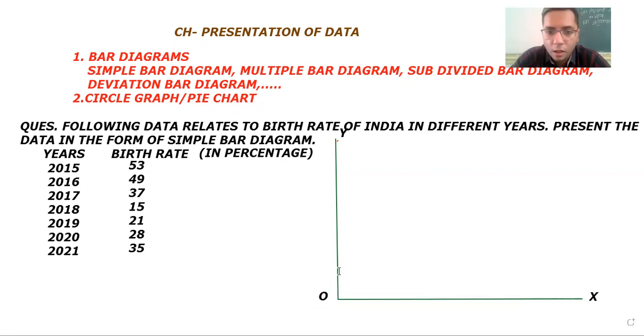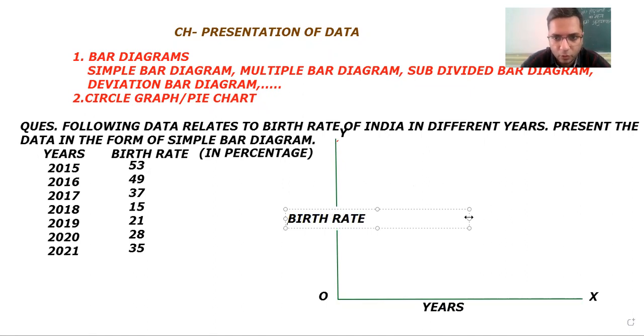Now, we have two aspects to show, years and birth rate. So we will do one thing, we will take years on the x-axis, of course. Years हम लोग ले रहे हैं बेटे x-axis पे. These are the years, and birth rate we are going to make it on the y-axis. हम लोग birth rate जो है वो बेटे y-axis पे बना रहे हैं, ठीक है?